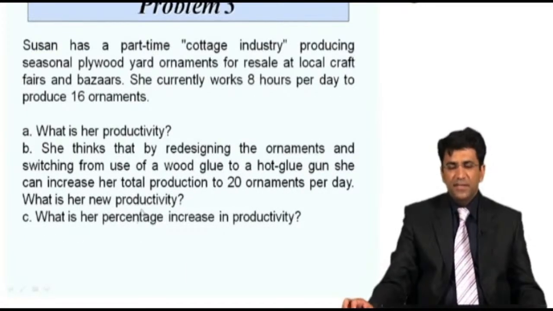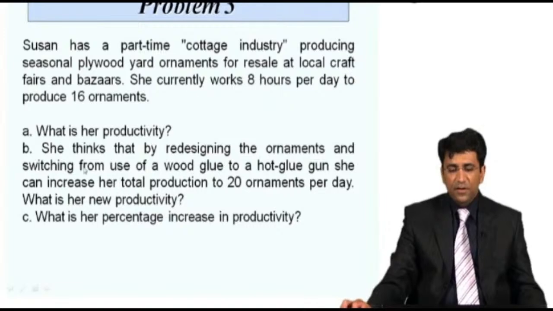This is another example, students. Susan has a part-time cottage industry producing seasonal plywood yard ornaments for resale at local craft fairs and bazaars. She currently works 8 hours per day to produce 16 ornaments. Again students, we have to find out the output. What is the output? 16 ornaments. That is so clear. 8 hours, that is the input again. What will be the productivity? 16 divided by 8, that will be the productivity.